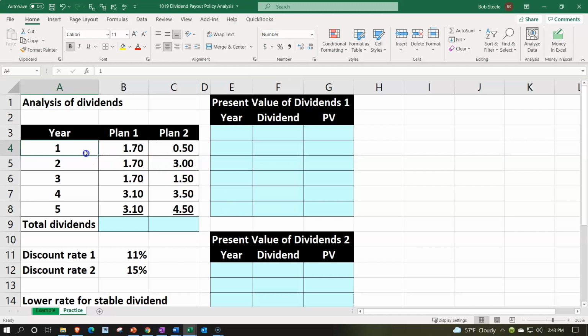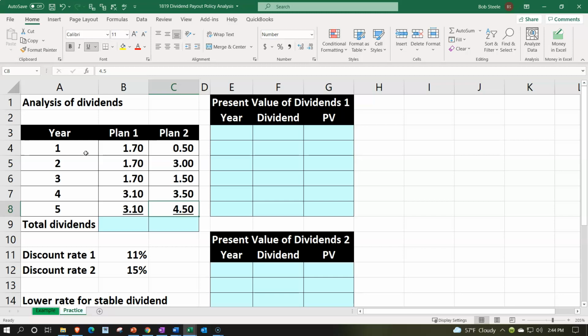We have a 5-year plan, Plan 1 and Plan 2, over the next 5 years. Plan 1 being a more stable plan at 1.7 in year 1, 1.7 in year 2, 1.7 in year 3, and then jumping up to 3.1 in years 4 and 5. Plan 2 being a little bit less stable, starting off at 0.5 in year 1 and 2, then in year 3, 1.5, in year 4, 3.5, and then 4.5.